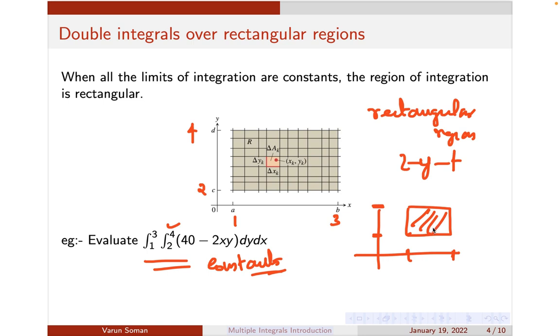Okay, in the next session we will have non-rectangular regions also. So you will be given a non-rectangular region, and then you will have to find the limits. In that case, the limits of integration won't be constants. There can be functions. We will come to that in the next session.